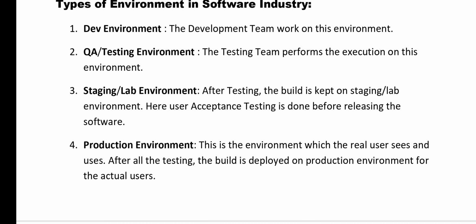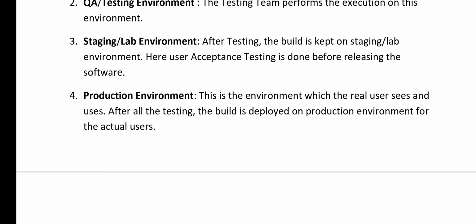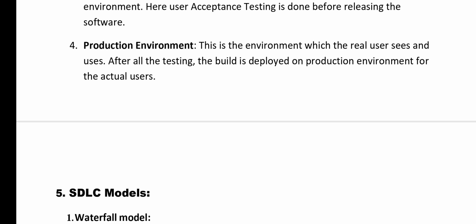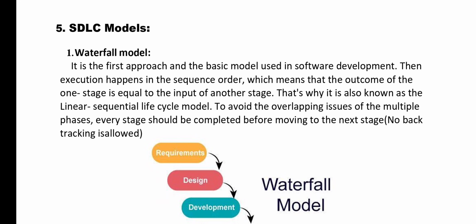After testing, the build is kept on the staging or the lab environment. Here usually user acceptance testing is done before releasing the software. And then the production environment, which is the environment the real user sees and uses. After all the testing is completed, the build is deployed on the production environment for the actual users. Okay, it's a live environment, guys.